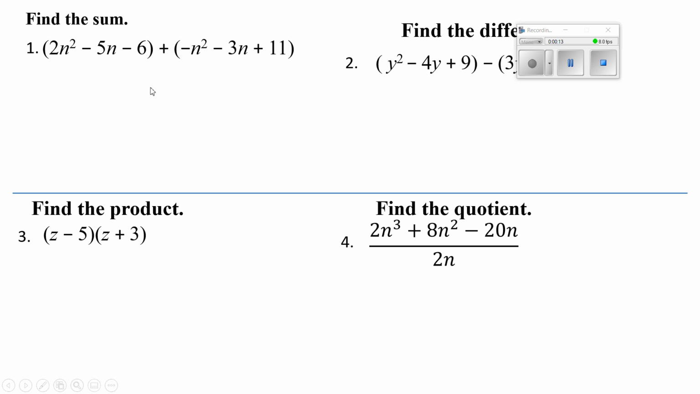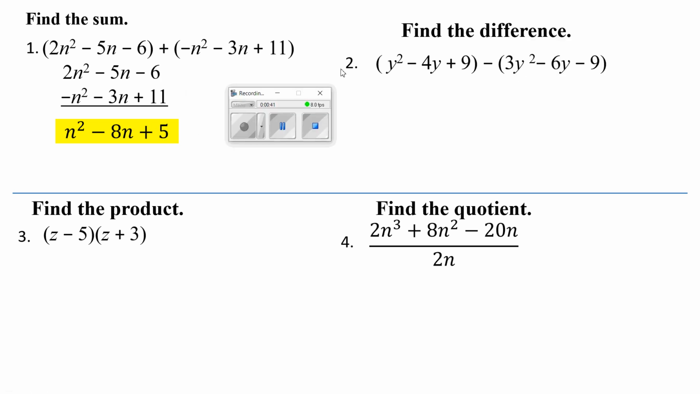Number 1 says find the sum. If I'm finding the sum, I'm going to stack my like terms over each other. My 2n squared, I'll have my negative n squared underneath it. My negative 5n, I'll have my negative 3n underneath it. My negative 6, I'll have my positive 11 underneath it. When I combine these together, I see that 2 minus 1 is 1n squared. Negative 5 and negative 3 make a negative 8n, and 11 minus 6 is 5.